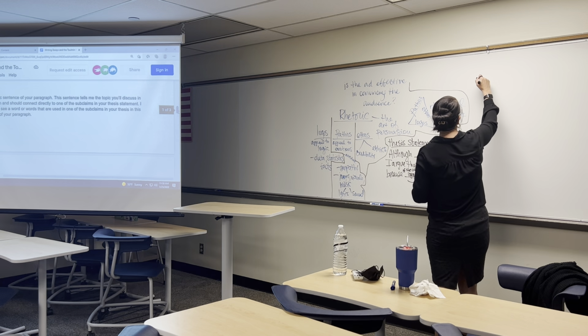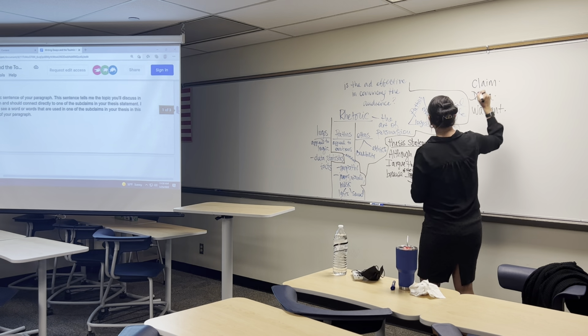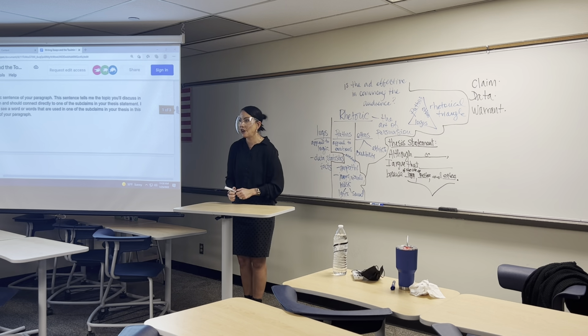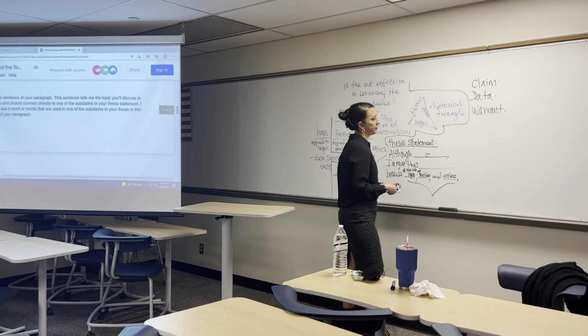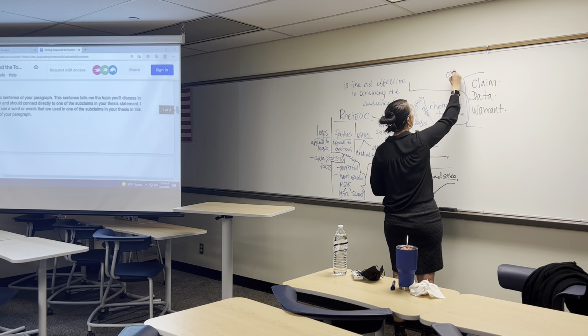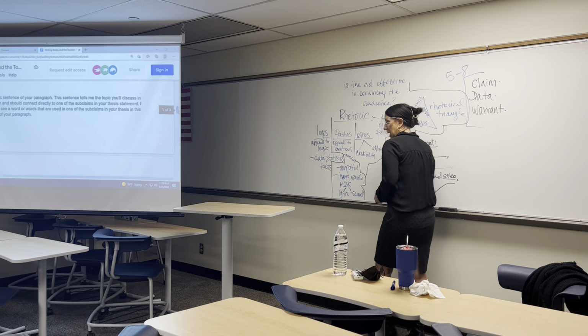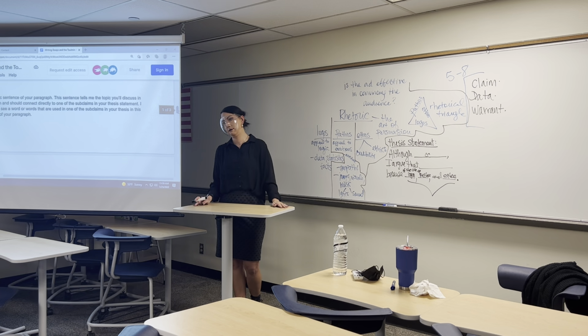Okay, so we've got claim, data, and warrant. And I know that these words can feel scary to you. Each paragraph should have these 3 pieces. Okay, how long is a paragraph? 3 to 5 sentences. 3 to 5, but I want you to aim in this class for 5 to 8, because you can do better than you did in Comp 1.